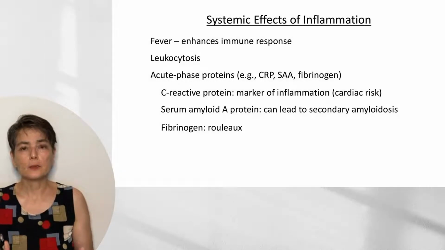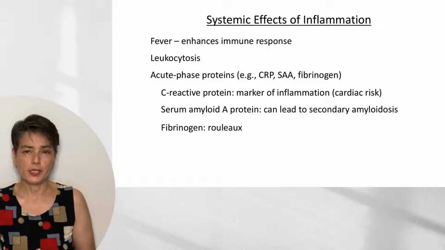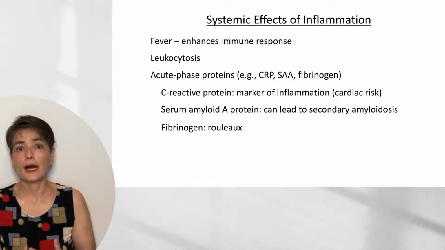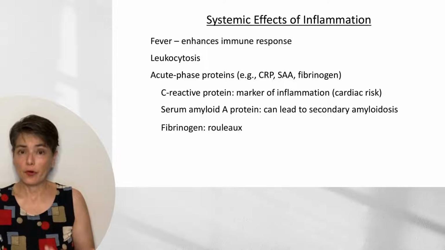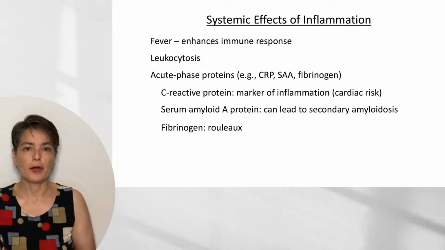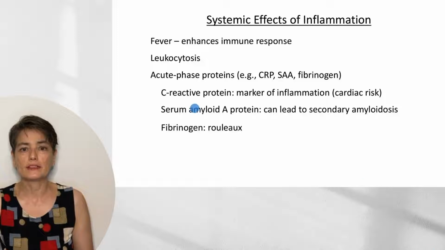Now, I'd like to take a little bit of time to talk about the systemic effects of inflammation. So this is, again, due to the mediators that are having this response. I already talked about IL-1, how it can cause fever, which enhances the immune response. We have a variety of mediators that are going to cause leukocytosis, so the migration of leukocytes from the bone marrow into the circulation where they can be more effective. And then we have the acute phase proteins that I've mentioned a few times. So this will be C-reactive protein, serum amyloid A protein, and fibrinogen. So we call these CRP, SAA, and fibrinogen.